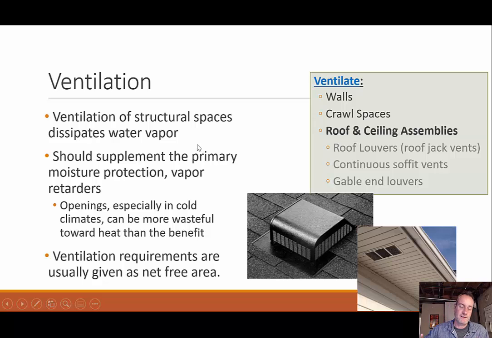So ventilation of structural spaces dissipates water vapor. That's what I was saying before. This air will remove the water vapor. It should supplement the primary moisture protection, the vapor retarder. So primarily, what we're relying on is the sheet of plastic, some kind of vapor retarder, to keep the vapor from entering our structure. However, if we can keep the vapor away from that vapor barrier, we're even better off, right? And ventilation requirements are usually given as a net free area. So you'll hear something like how much venting is needed for what square footage area you're trying to vent.